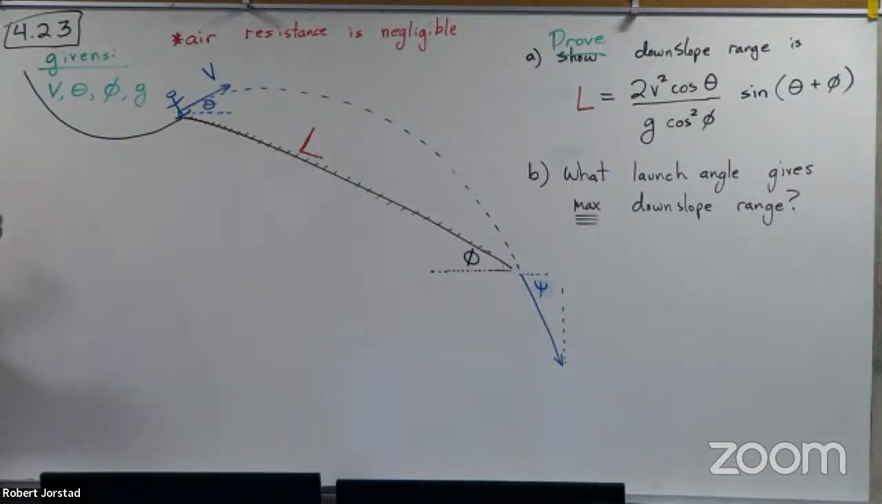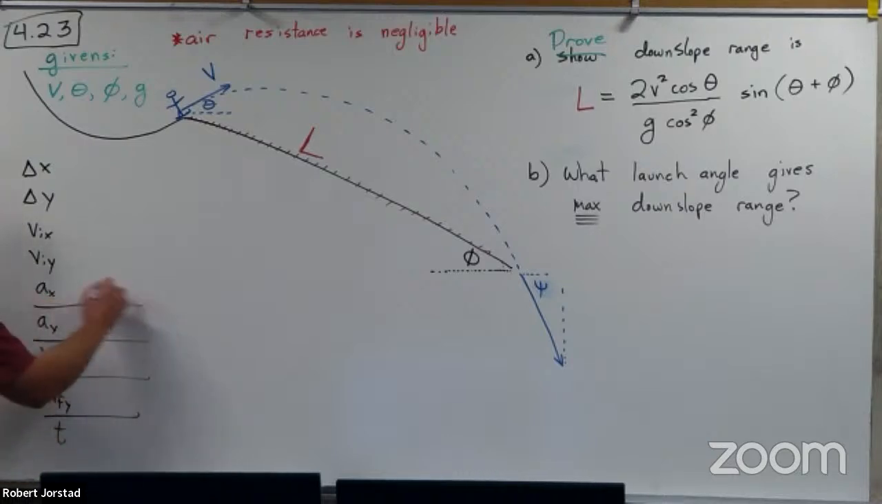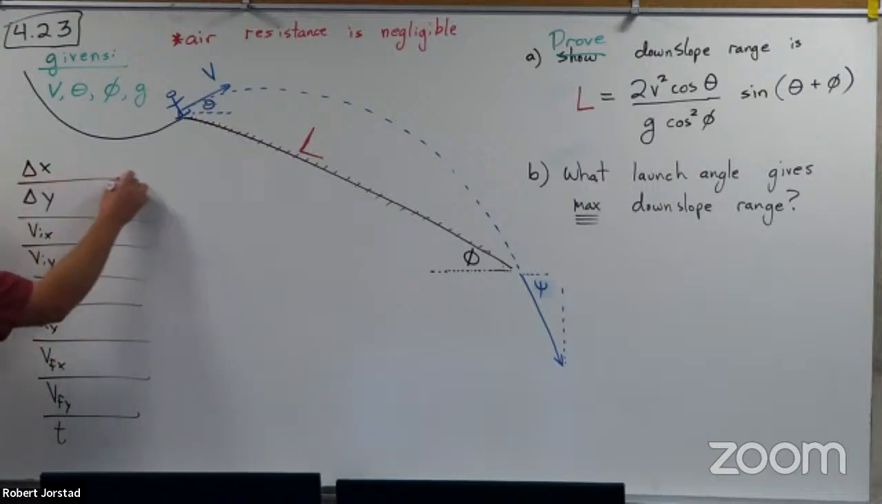I've got a picture. Equations. What else do we usually do just before the equations? The list of knowns and unknowns. Okay. So there's going to be a delta X, delta Y, the initial x, the initial y, a sub x, a sub y, the final x, the final y, and time. 1, 2, 3, 4, 5, 6, 7, 8. Did I get it? 7, 8, 9. Got it.